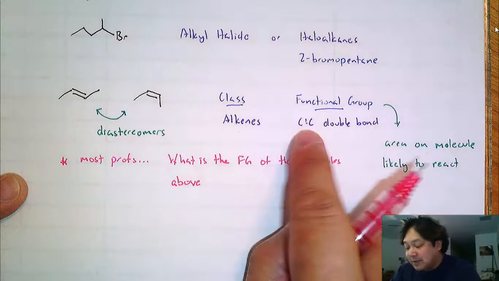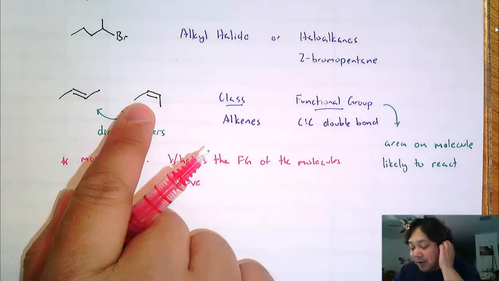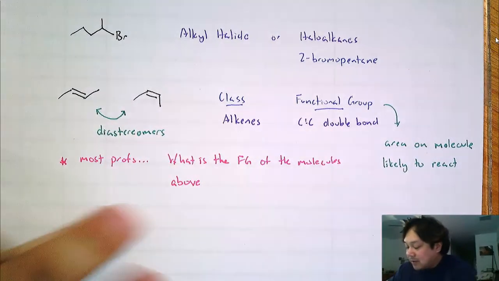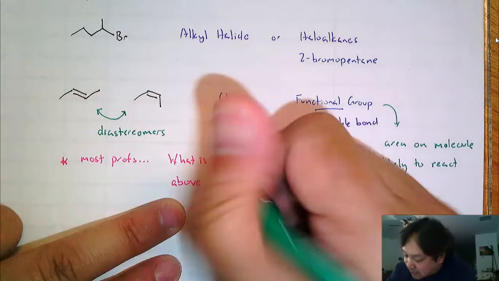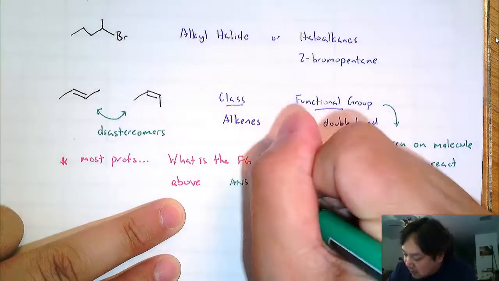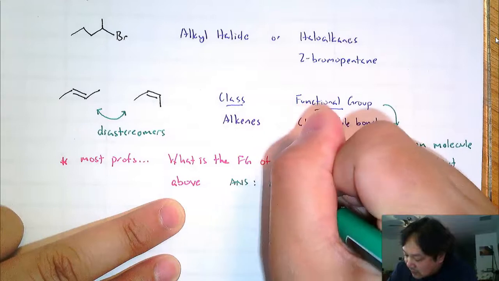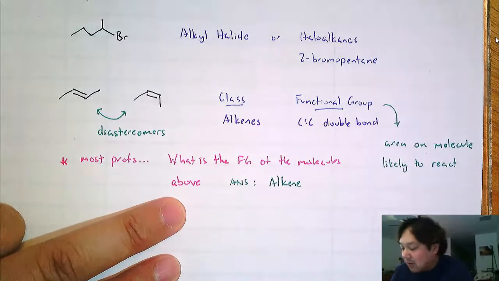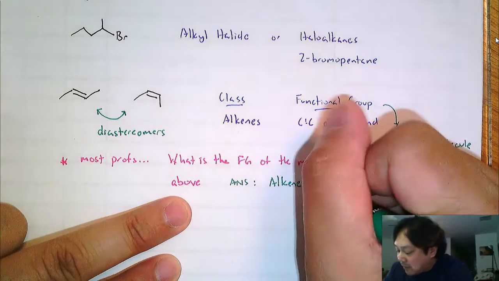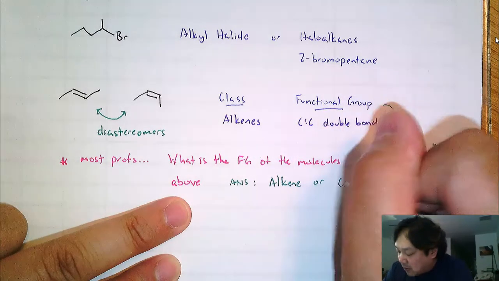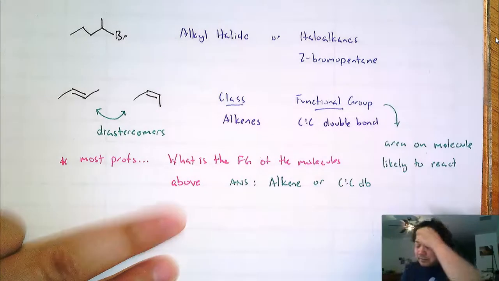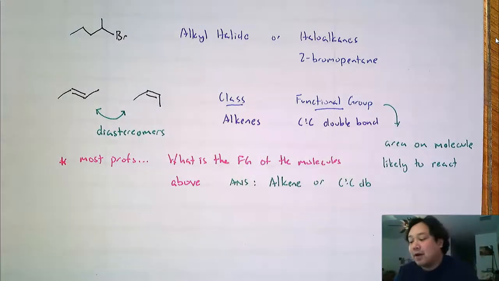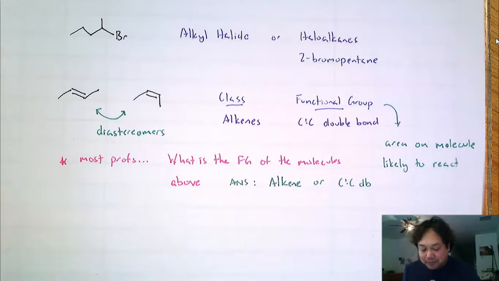I still think the functional group is just the carbon-carbon double bond part of the molecule, but most professors say the answer would be alkenes. The alkene part, I guess. Or they should accept also the carbon-carbon double bond. But for this video, I'm gonna make a distinction between these two.